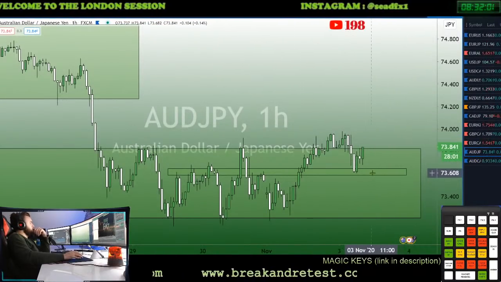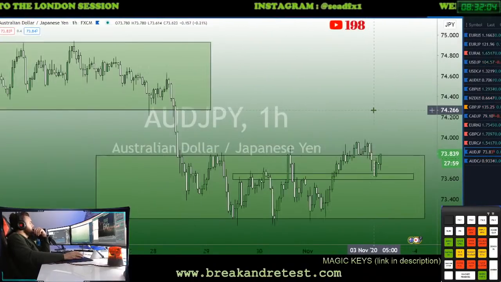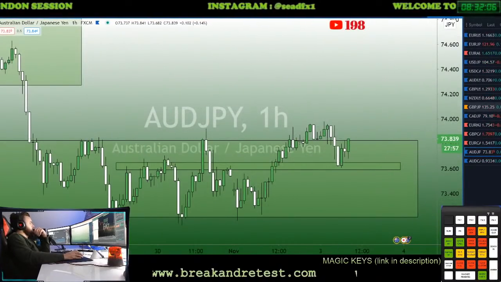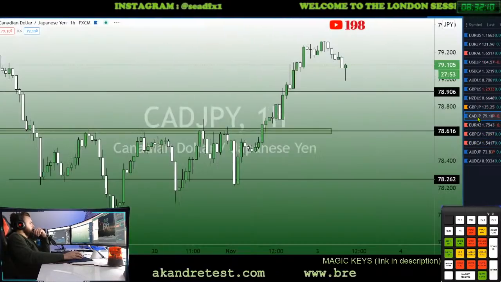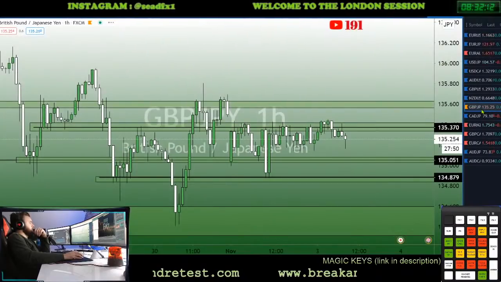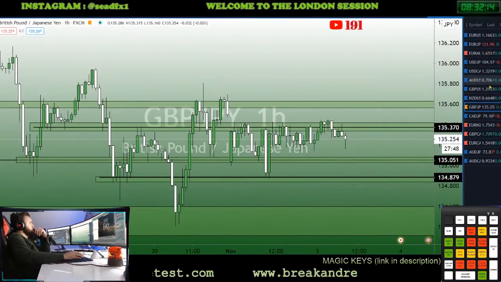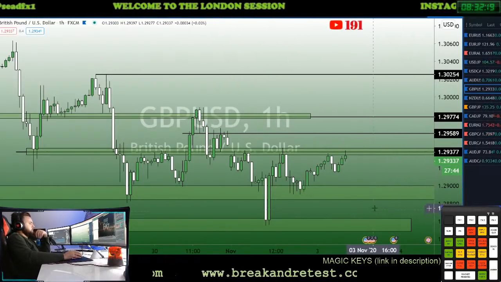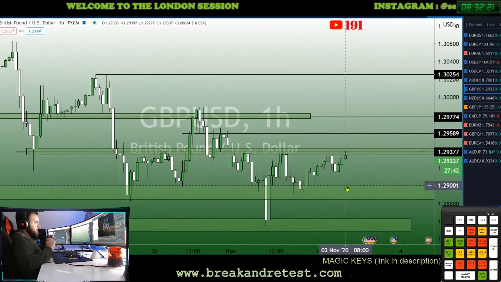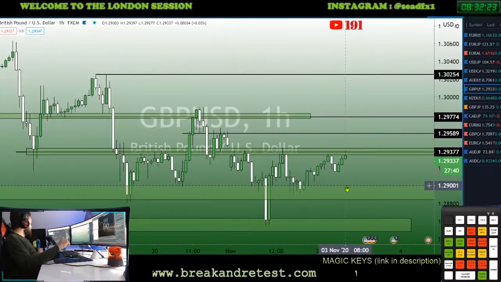AUDJPY also can give us a trade if it breaks above, of course. So we might have some options on the next hour close. GBP/USD also can break, so I think we have plenty of options to wait for.